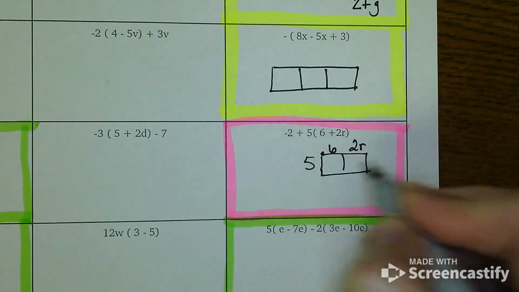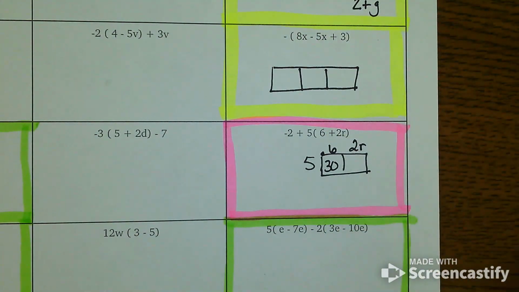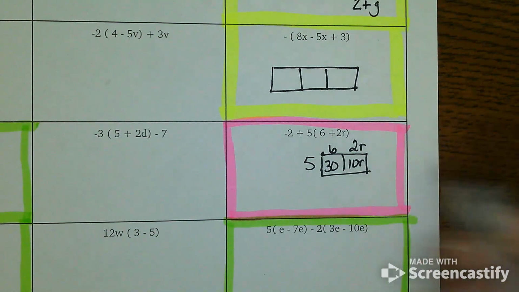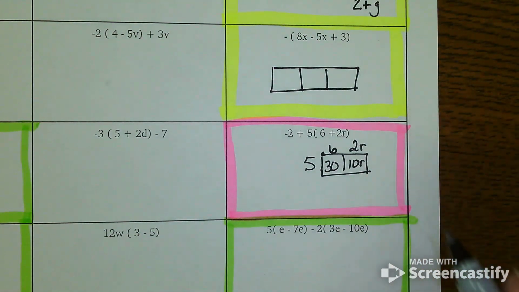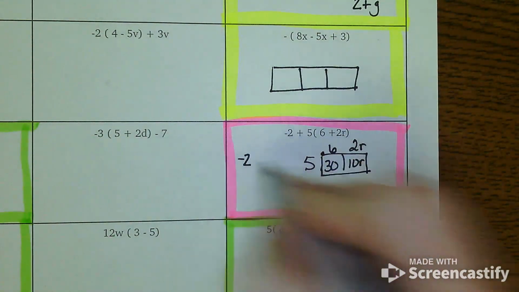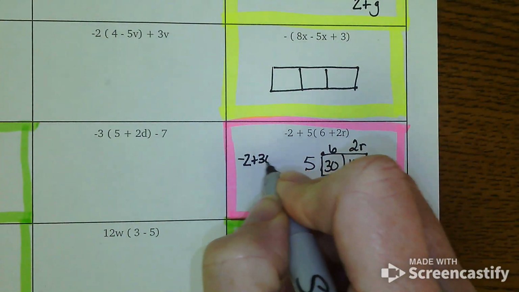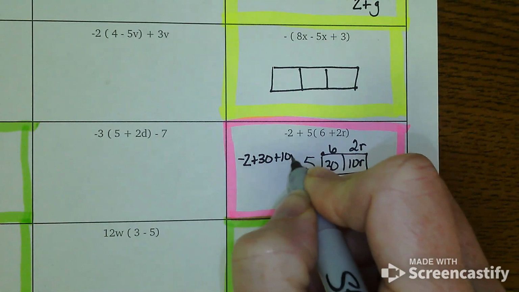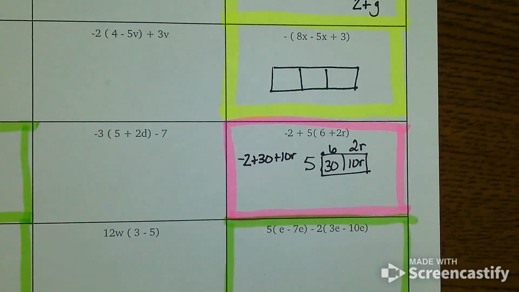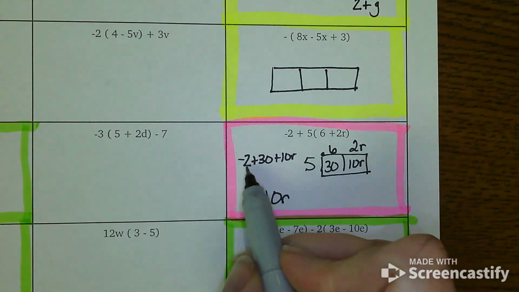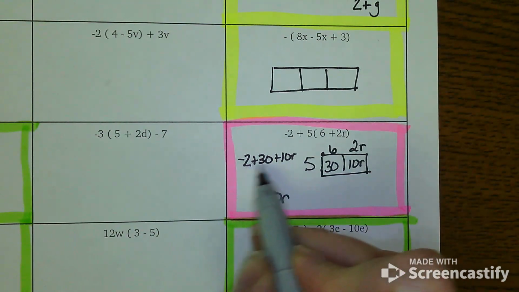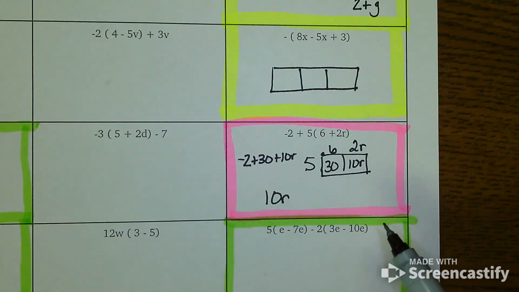So when I put my multiplication symbol, I get a +30 and a +10r when I multiply 5 times 6 and 5 times 2r. So my real problem is -2 plus 30 plus 10r. Now when I combine like terms like you did last week, 10r is all by itself, but -2 and +30, I have to take out -2 pairs.